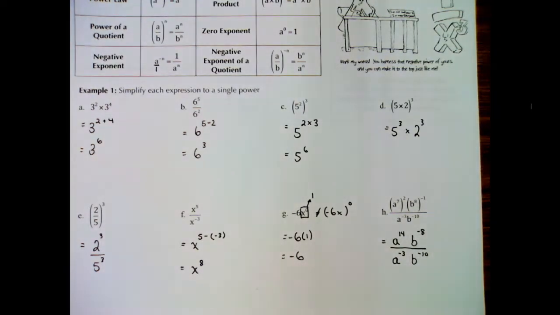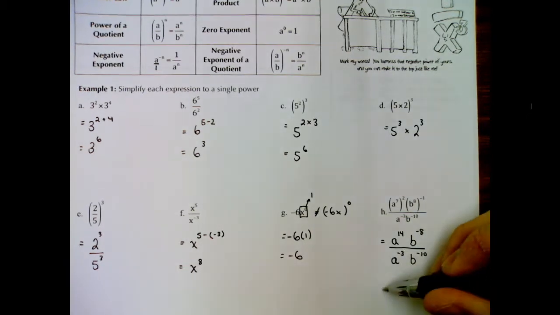And now we have division. So we could subtract our exponents. Now we can't mix and match here. We can simplify the a's separate from the b's. And since we're multiplying on top, we're going to be multiplying in our answer. So here's how this would look.